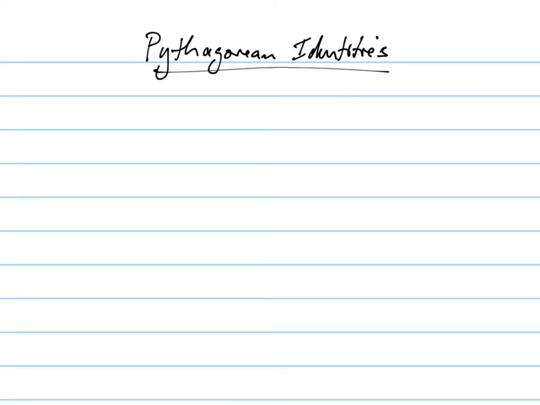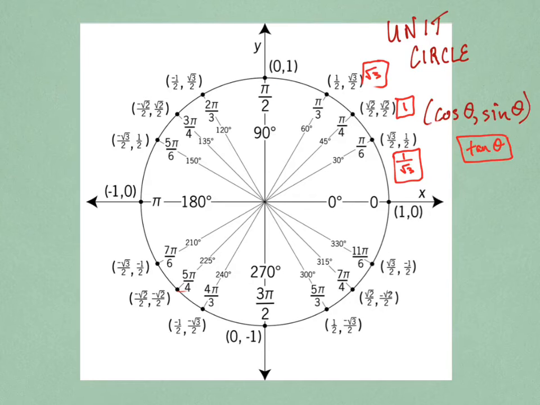All right, so let's talk about the Pythagorean identities in trigonometry. Everyone knows sine squared x plus cosine squared x equals 1. They know that, but a lot of times they don't realize why that is true. If you look at your unit circle, you can see why it's true.